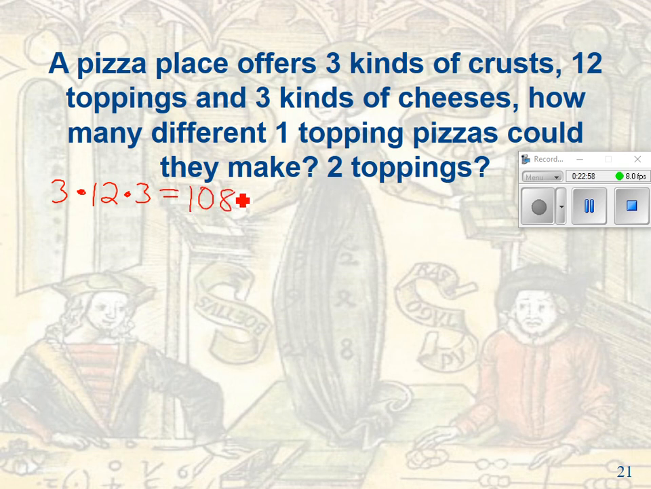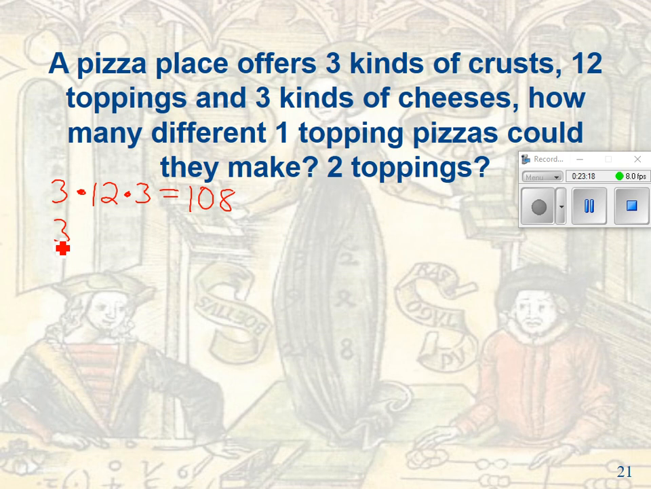Now, 108 different pizzas, but that's only 108 different pizzas if you only order what? One topping. If we order 2 toppings, how's that going to change this? Now, would that be 24 this time? Think about it, if you order a pizza.